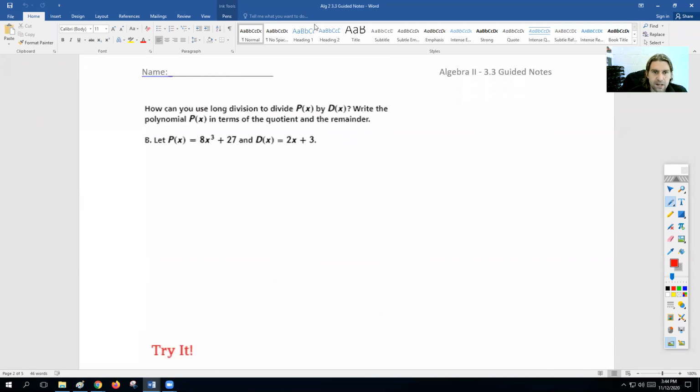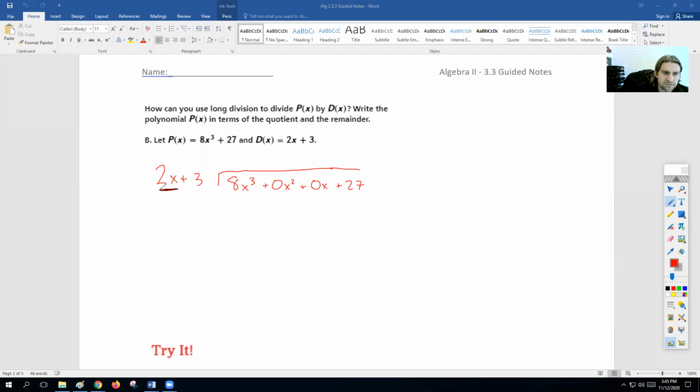All right. Now, a key thing that you might want to do here, if I'm going to take 8x cubed plus 27 and divide it by 2x plus 3, what you might want to do is put in some spaces. So instead of 8x cubed plus 27, put in the rest. We'd have 0x squared plus 0x plus 27. This will help us keep everything organized and simple.